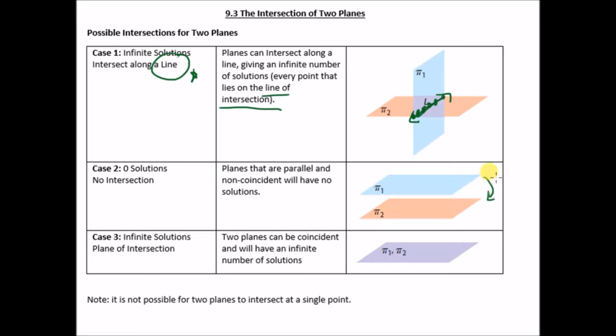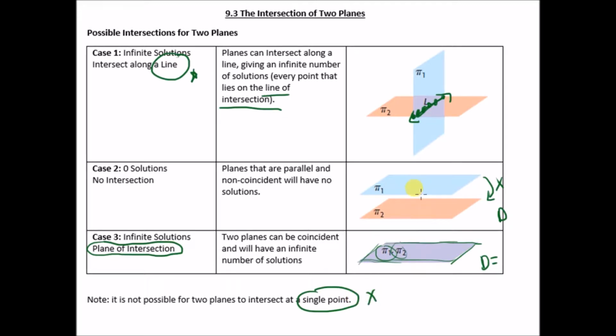So they do not lie on top of one another. They're parallel and have a different d value. And then case three, infinite solutions. This is called a plane of intersection. So the entire plane itself intersects, so plane one intersects plane two, and this is when the d's are equal. They have either the same normals or the same direction vectors, and then the d's are also the same.